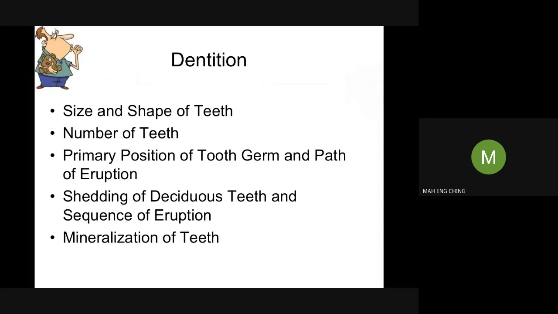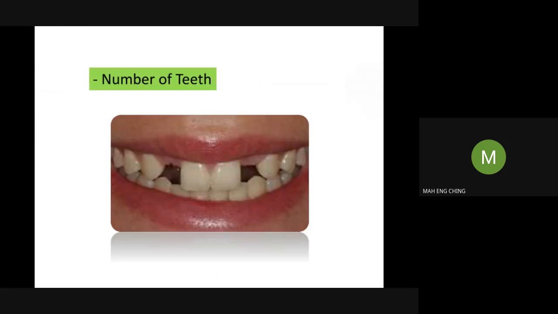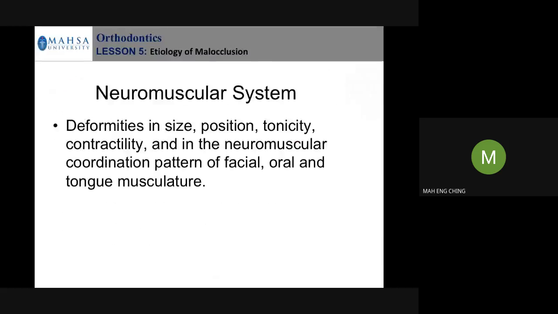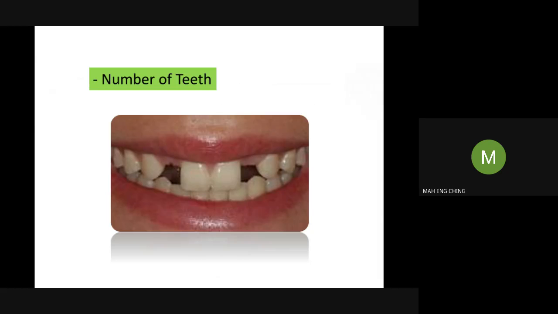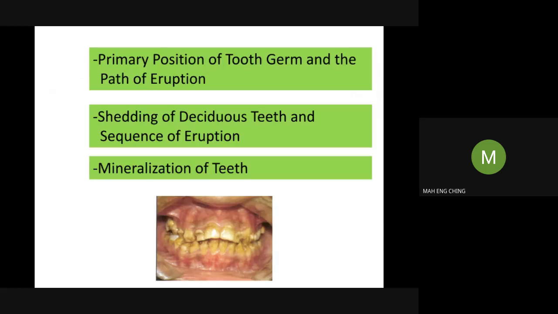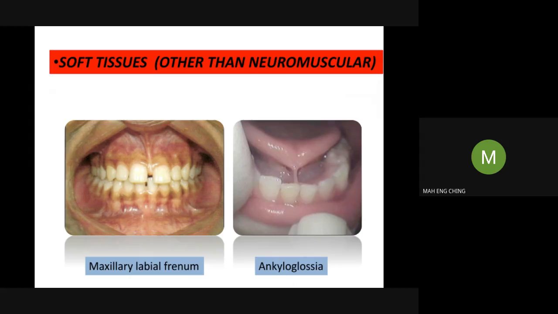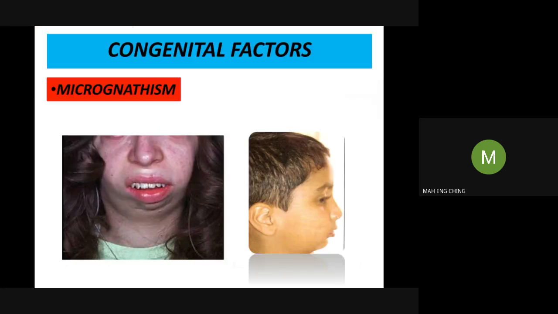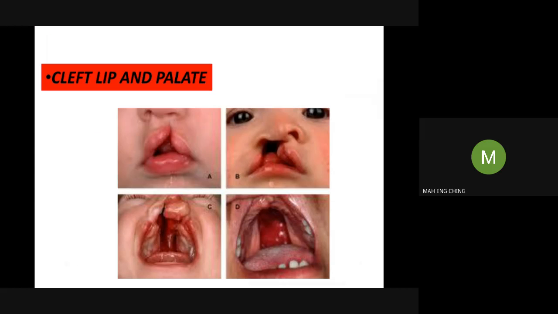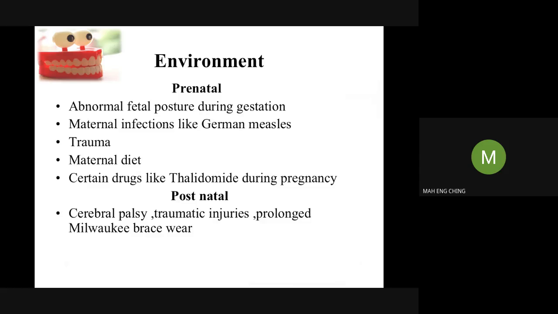So general factor, okay. So this one is general factor. Dentition is local factor. Skeletal: class 1, class 2, class 3. Soft tissue can be the lips and the frenum. Mandible, this one is a congenital defect, cleft lip and palate.